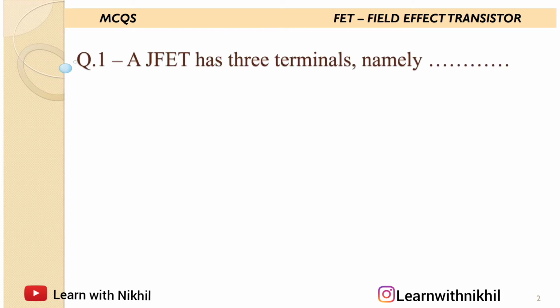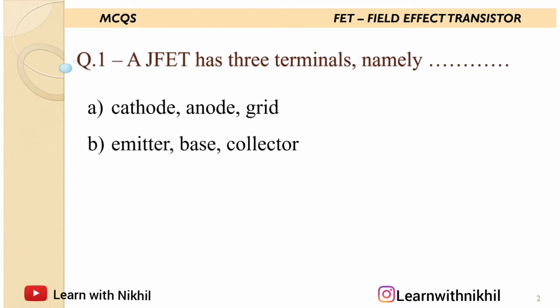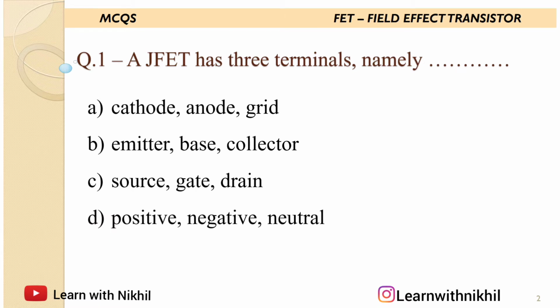First question, a JFET has three terminals, namely A. Cathode, anode, grid, B. Emitter, base, collector, C. Source, gate, drain, or D. Positive, negative or neutral. And the right answer, as you know, the JFET or the junction field effect transistor has three terminals, that is source, gate and drain.